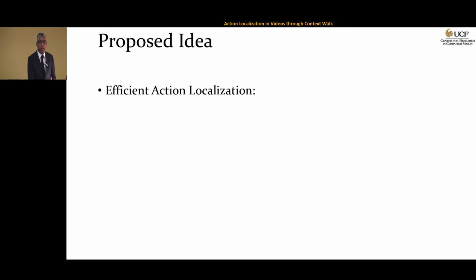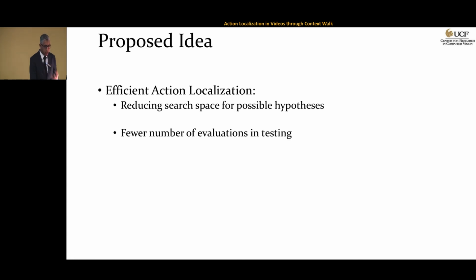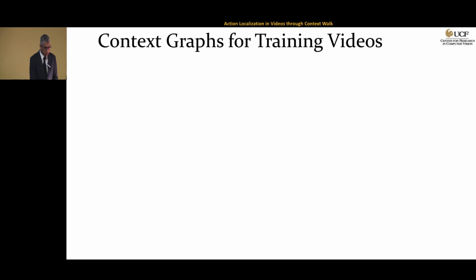Hence we propose an efficient localization approach where we're trying to reduce the search space by coming up with a few possible candidate locations, and then based on that we localize the actions instead of looking everywhere in a testing video. Hence that reduces the number of evaluations and improves the efficiency of the algorithm.